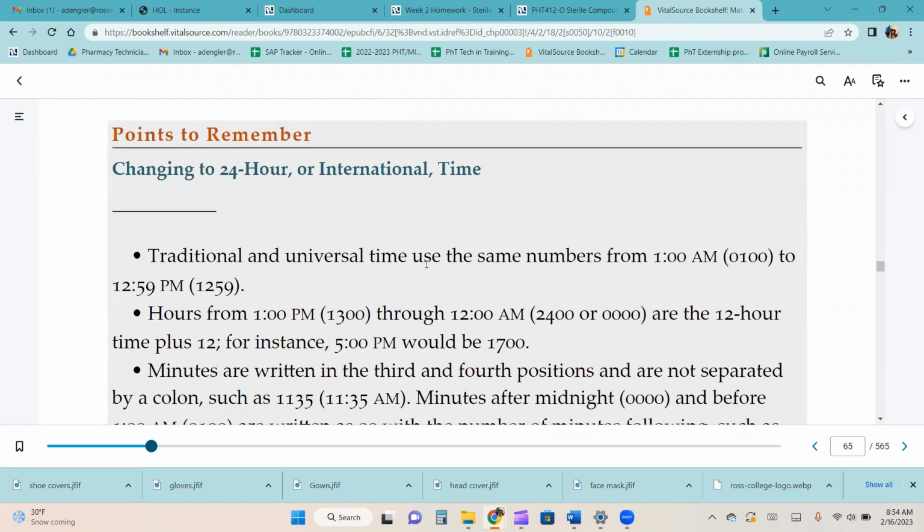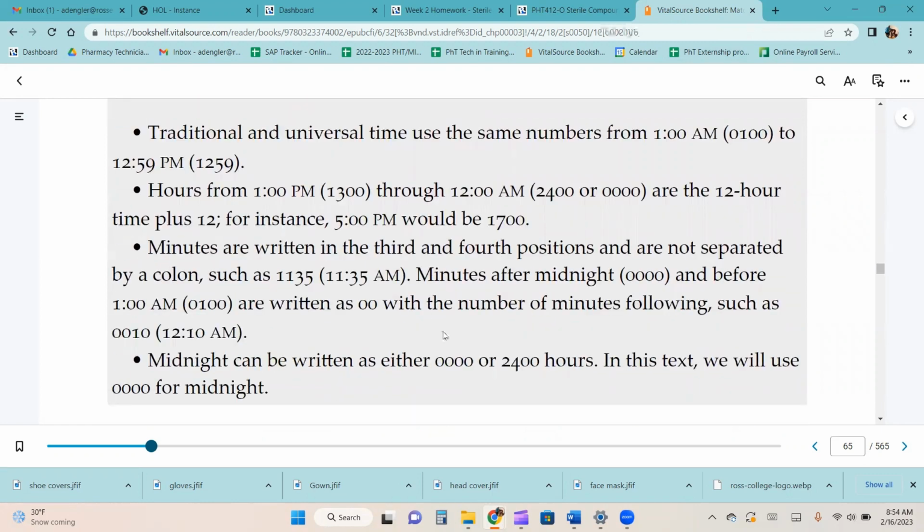So some points to remember: traditional and universal time use the same numbers from 1 a.m. to 12:59 p.m. Hours from 1 p.m. through 12 a.m. are the 12-hour time plus 12. For instance, 5 p.m. would be 1,700. Minutes are written in the third and fourth positions and are not separated by a colon, such as 11:35.